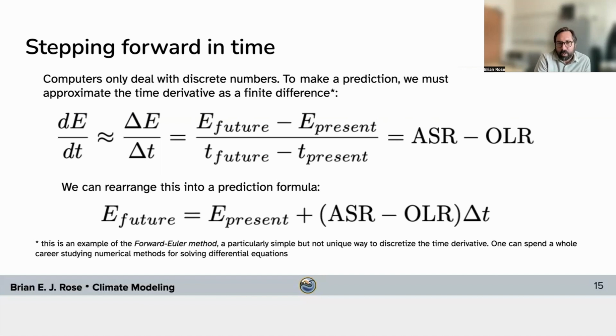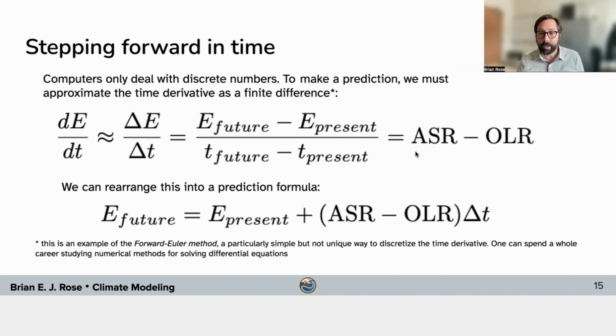And I've written here a formula for the simplest way you can possibly do that, which is known as the forward Euler method. There are entire books and entire careers spent on studying numerical methods for differential equations, but this is enough just to get the concept in place. So I replace my time derivative with a finite difference, and the difference delta here is the difference between the quantity at a future time and the quantity at a present time. So this is my left-hand side of the equation, and that has to equal the right-hand side of the equation.